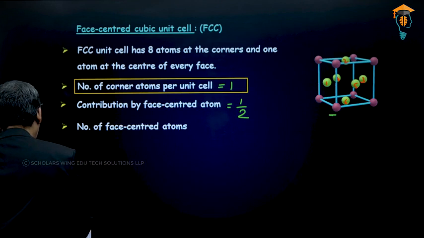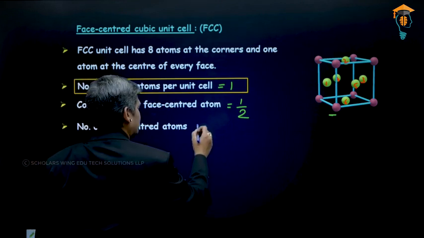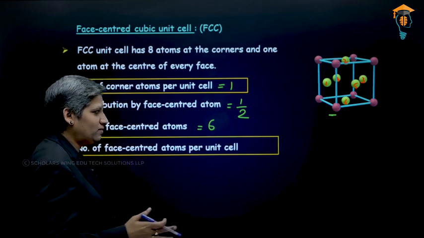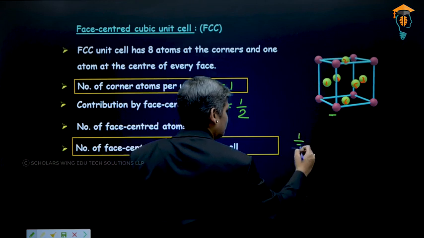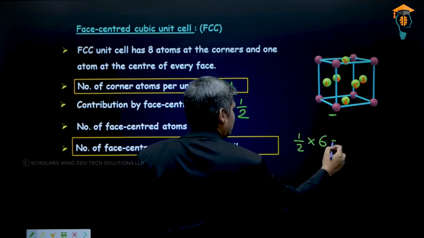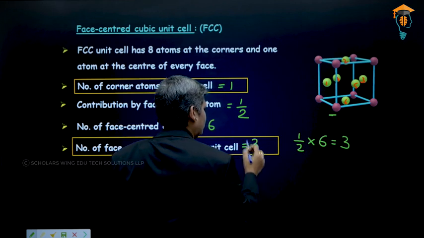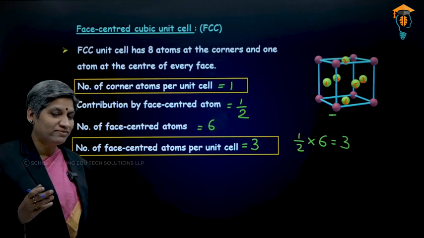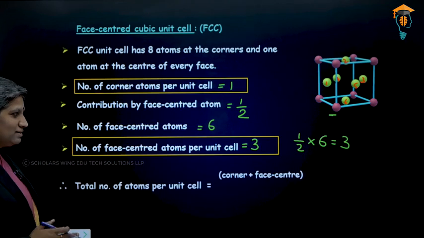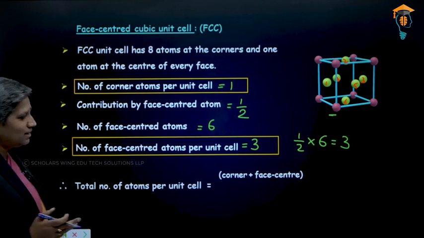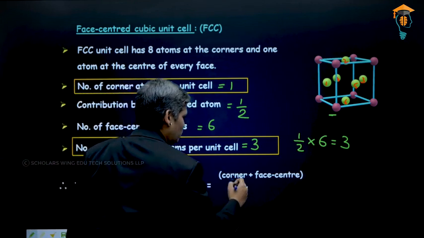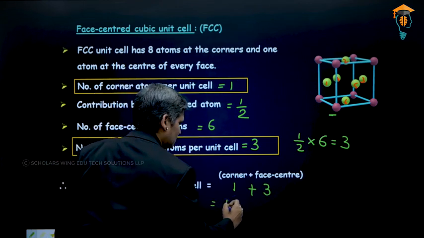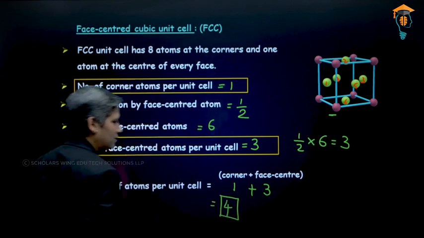So guys, yes, this is 6. Therefore, number of face-centered atoms per unit cell will be half into 6, isn't it? And that will be 3. So let us write 3 here. Therefore, now total number of atoms per FCC unit cell due to corners and face-centered positions, that will be 1 due to corner, 3 due to face center. Hence, if you sum up, it comes to 4. Please keep this in mind. Okay, very important.